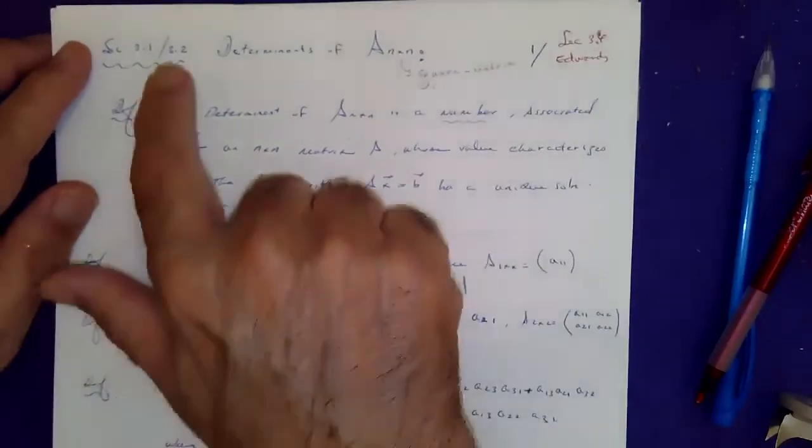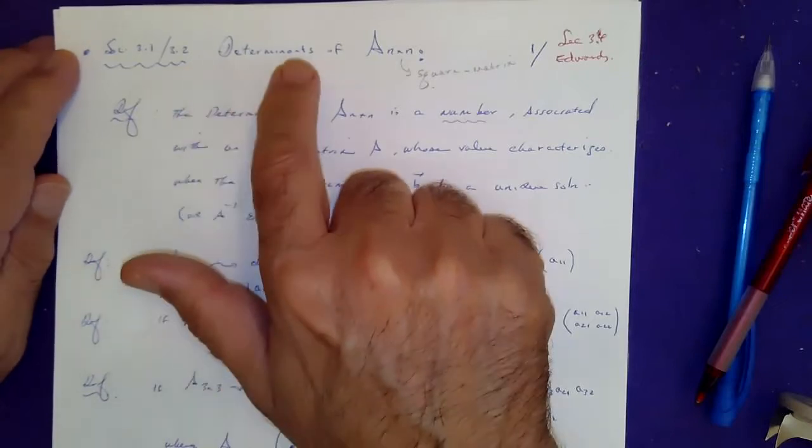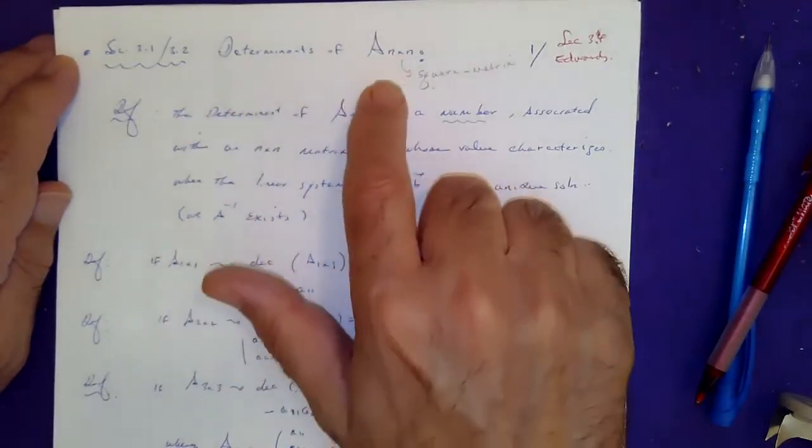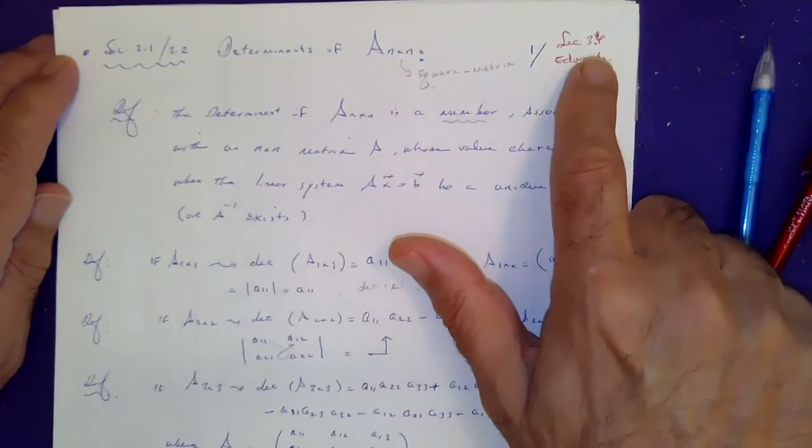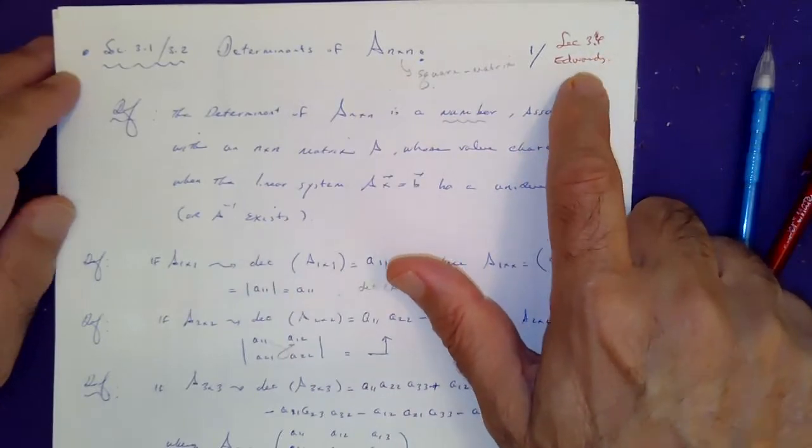Section 3.1-3.2, Determinants of a square matrix, which is the same as section 3.6 in Edwards.